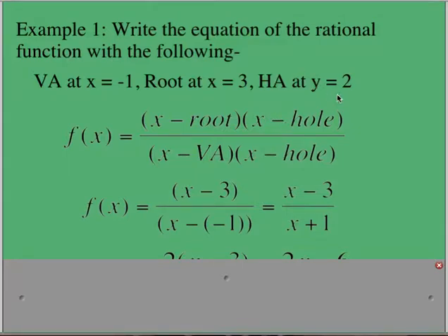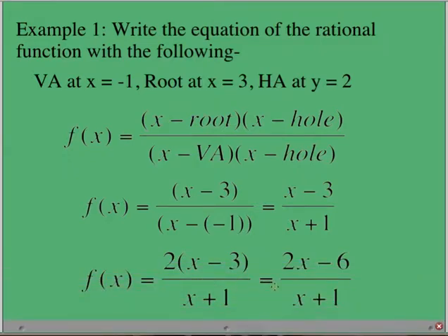And then I told you that the horizontal asymptote occurs at y equals 2. That means I'm going to multiply the top by 2 and then distribute. So here is the rational function with these 3 conditions. If I had said the horizontal asymptote occurred at 2/3, we would multiply the top by 2 and the bottom by 3.